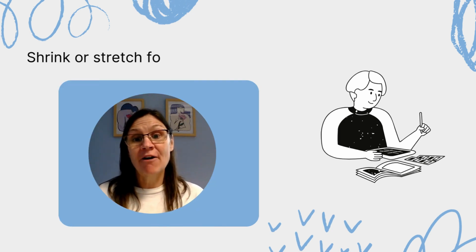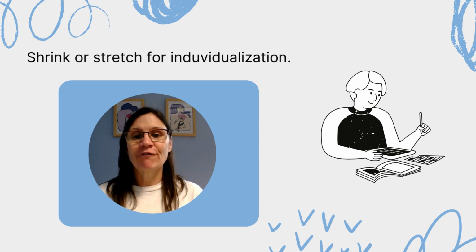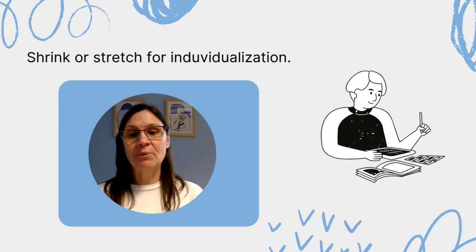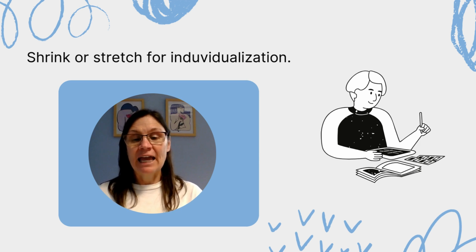Now we're going to talk about differentiation, how we shrink or stretch an activity for individualization. Sometimes an activity might actually be written just for one child, but it's being presented to the entire group of children. Children learn really well from their peers. They also learn really well inside of a group of children. They also learn really well when it doesn't feel like it is an actual intentional presentation.